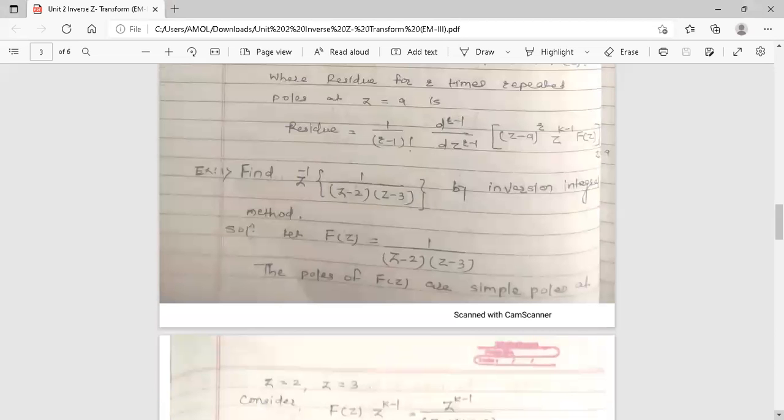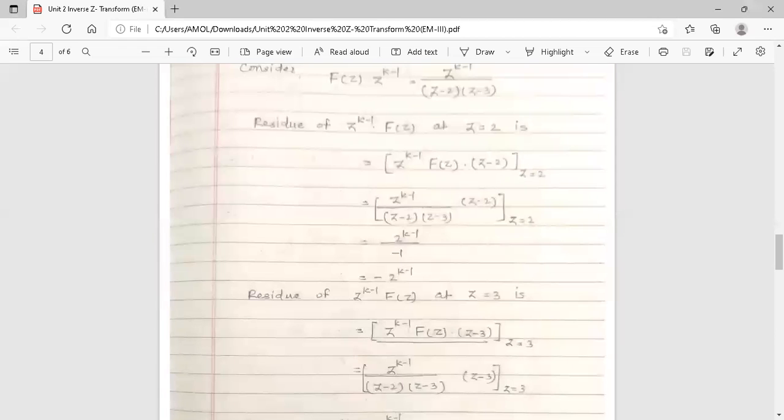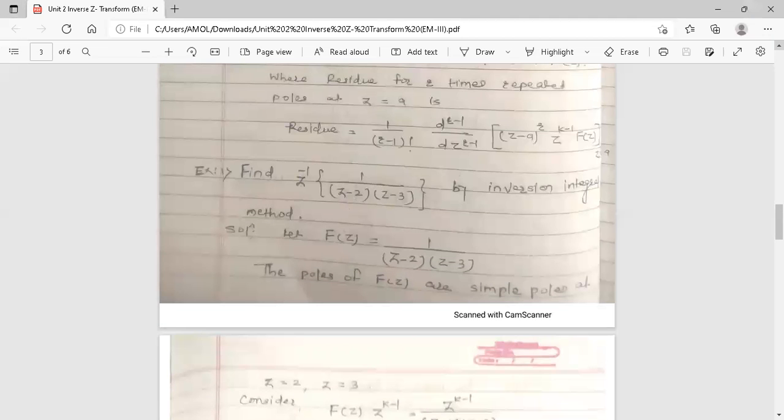Find the inverse Z transform of 1 upon (z minus 2) into (z minus 3) by the inversion integral method. For example, we are going to find the inverse Z transform. Here the given term is the Z transform, and we use the notation F of z. So let F of z be equal to 1 upon (z minus 2) into (z minus 3). Now you find the poles of this F of z. How do we find the poles of F of z? You just equate the denominator to 0.